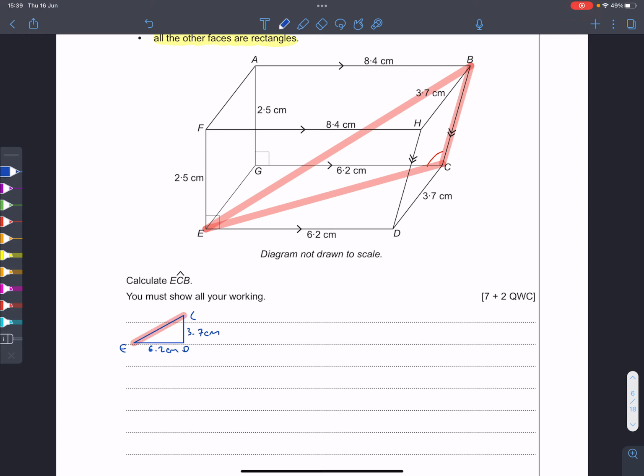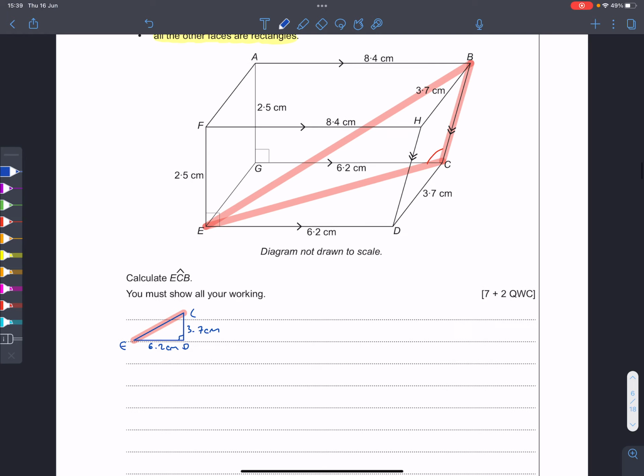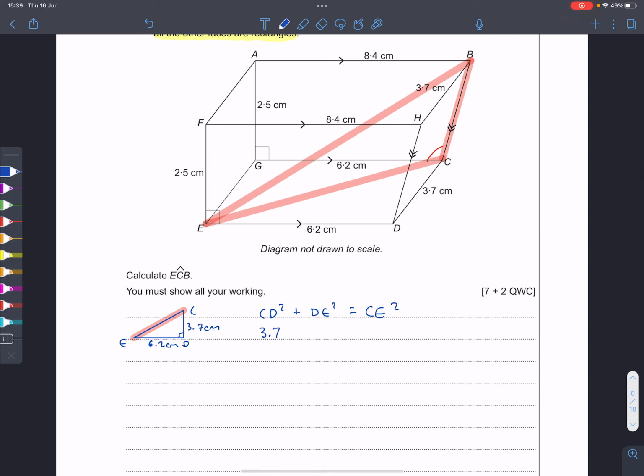Okay, so I can use Pythagoras because this is a right angle triangle. So I can say, using Pythagoras, that CD squared plus ED squared will equal the hypotenuse, which is CE squared. I'm going to change that ED to DE just so it's all in alphabetical order. So if I look at what we've got, CD is 3.7. So that's 3.7 squared. Plus DE is this length here, 6.2. So plus 6.2 squared equals CE squared.